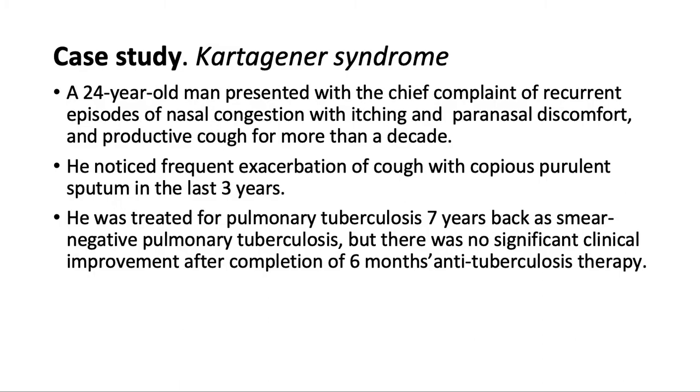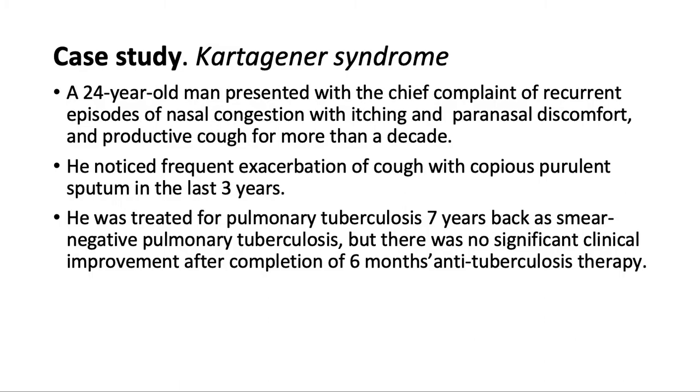Kartagener syndrome is an autosomal recessive genetic disorder. The syndrome includes the clinical triad of chronic sinusitis, bronchiectasis, and situs inversus. Ciliary dyskinesia is the cause of Kartagener syndrome. Immotile cilia syndrome is also a synonym of Kartagener syndrome.